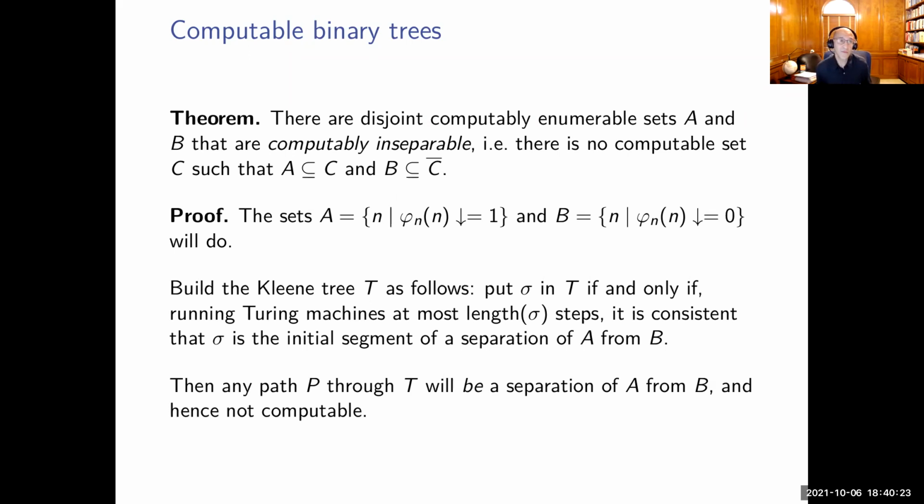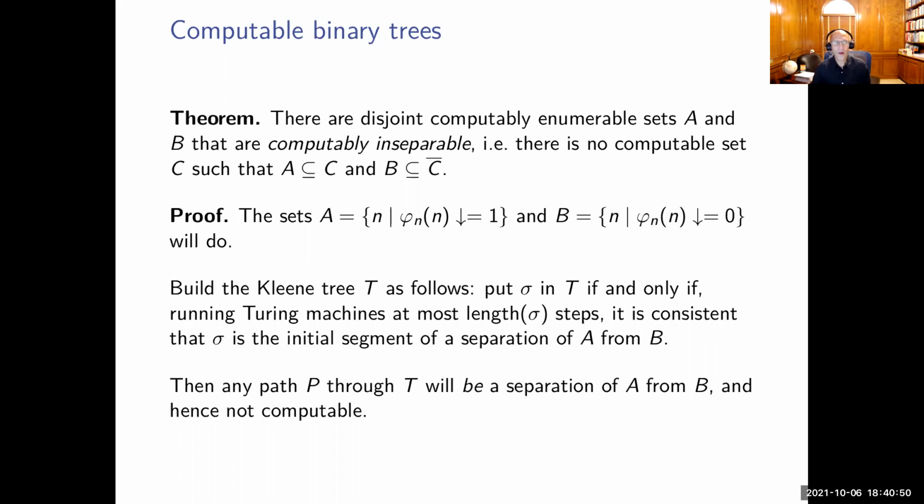And the proof is just to exhibit them. If you take A to be the set of natural numbers n such that the nth Turing machine halts on input n and outputs a 1, and you let B be the set of natural numbers n such that the nth Turing machine on input n halts and outputs 0, it's not hard to show that that works. It's a 2 or 3 line argument, and it's in the book.